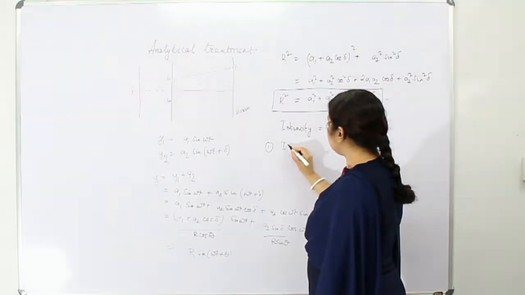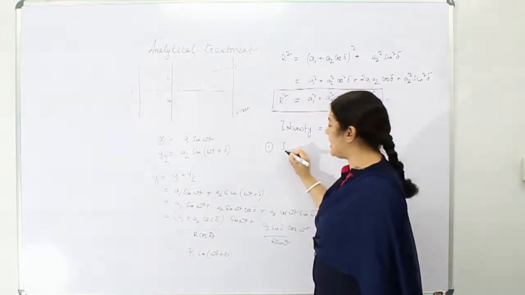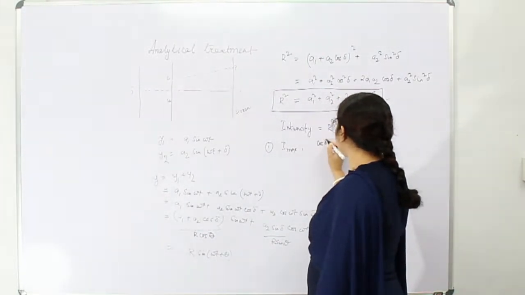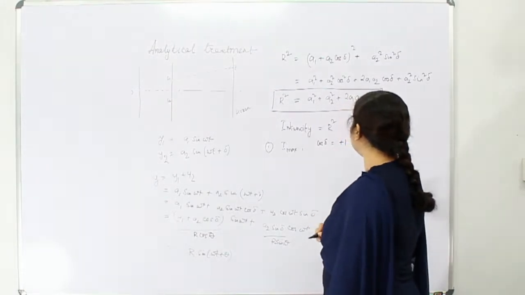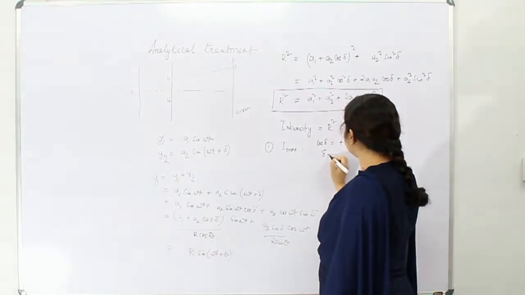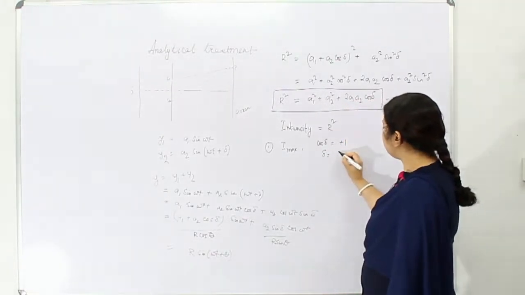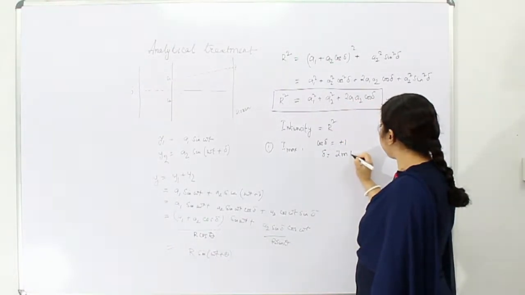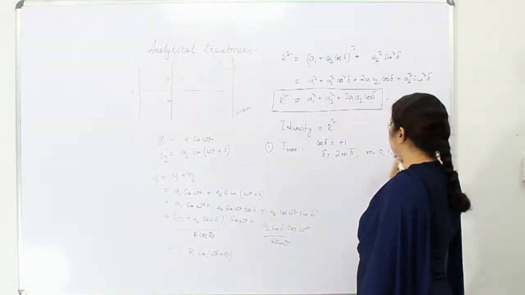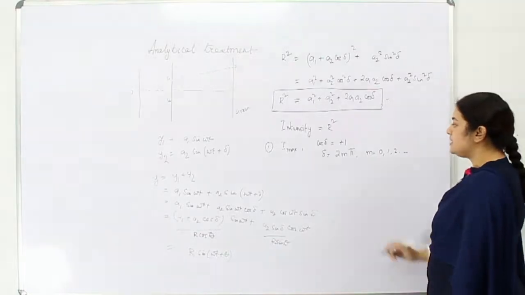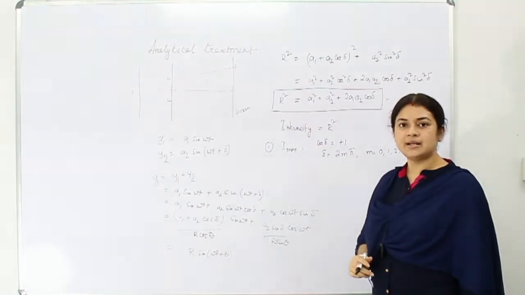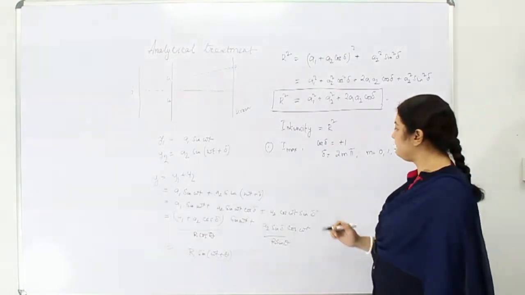Intensity, represented as I, will be maximum when cos delta is equal to plus 1. That is, delta equal to what? Delta equal to 2m pi, where m is equal to 0, 1, 2. This is the phase difference between the two particles, as I have already stated in the beginning.